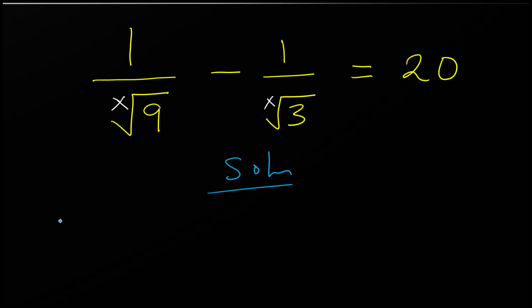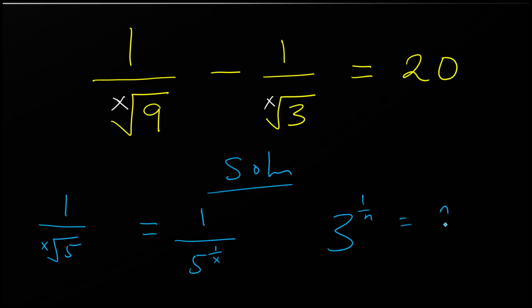Okay, now when we are given 1 on the x root of 5 is the same as 1 on, so this side will be 5 raised to 1 on x. Okay, so 3 raised to 1 on n is the same as the nth root of 3.